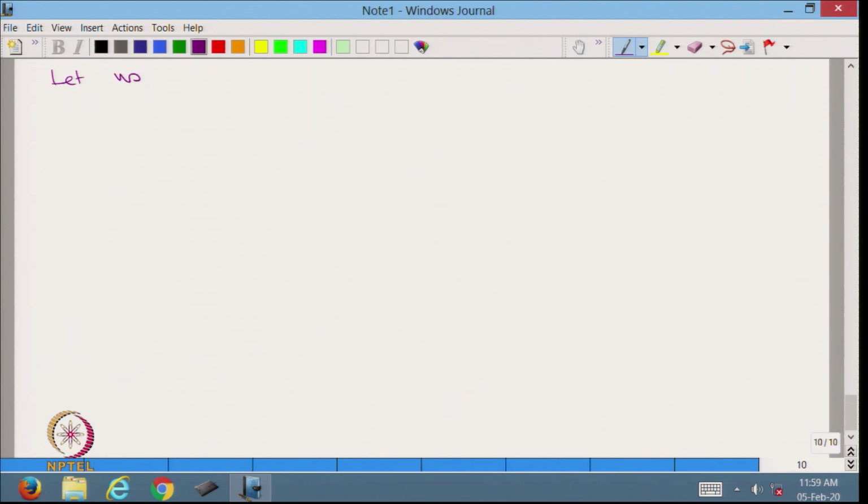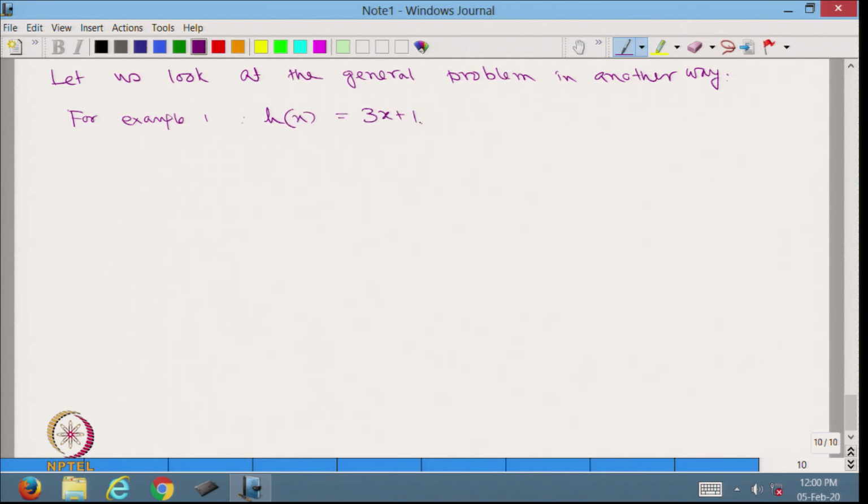Let us look at the general problem in another way. Say, for example, h(x) equal to 3x plus 1 is equal to y. Therefore, G(y) is equal to probability Y less than or equal to y, equal to probability 3X plus 1 less than or equal to y, equal to probability X less than or equal to (y minus 1) upon 3.